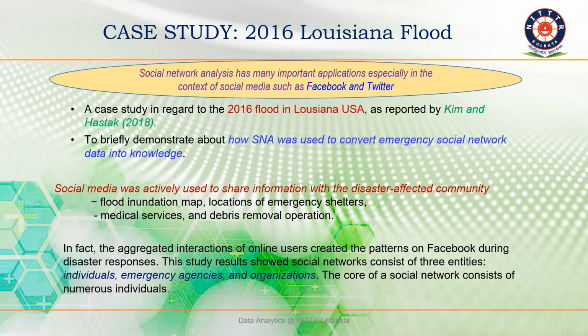The study results showed that social networks consist of three basic entities. Number one, individuals; number two, emergency agencies and organizations. The core of the social network consists of numerous individuals. This study applied social network analysis to understand the characteristics of social media networks in Louisiana during emergency responses. This case study refers to the following set of objectives.